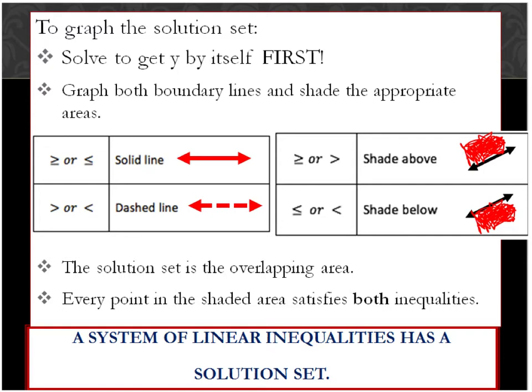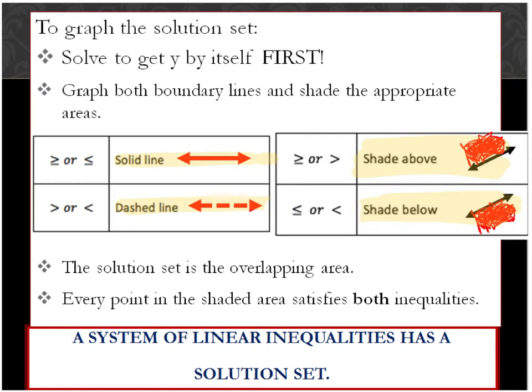Now, if it's a greater than or equal to or less than or equal to, you're going to draw a solid line. And if it's greater than or less than, it would be a dashed line. And if you have a greater than or equal to or greater than symbol, you're going to shade above. And if you have a less than or equal to symbol, you would shade below.